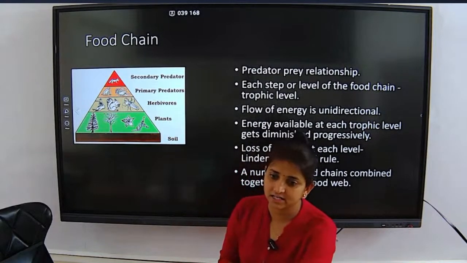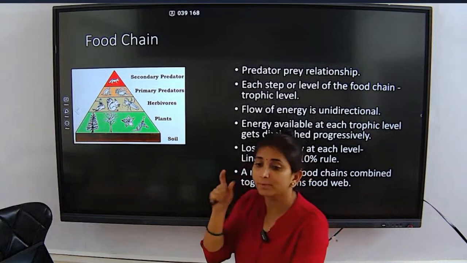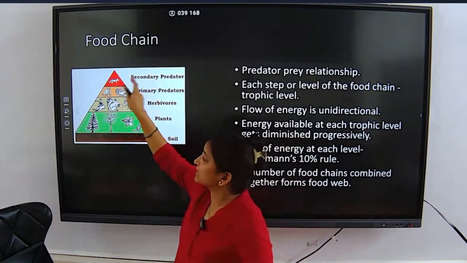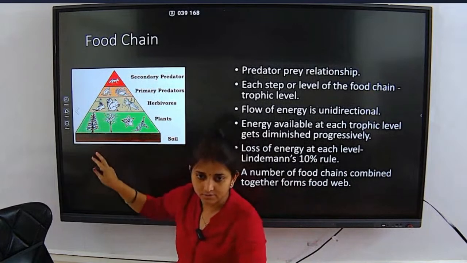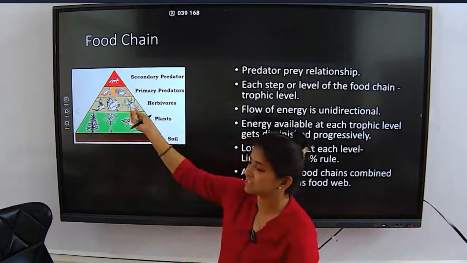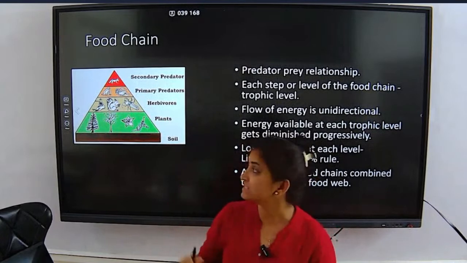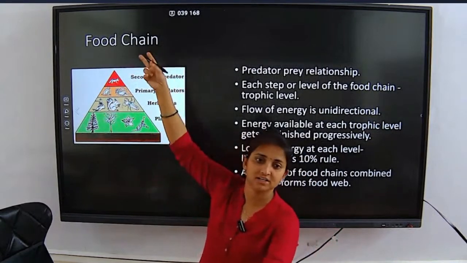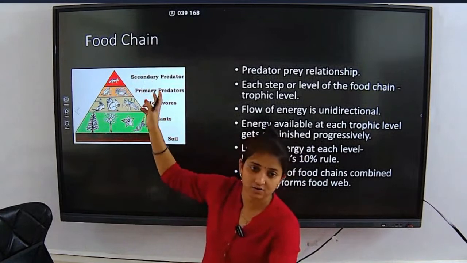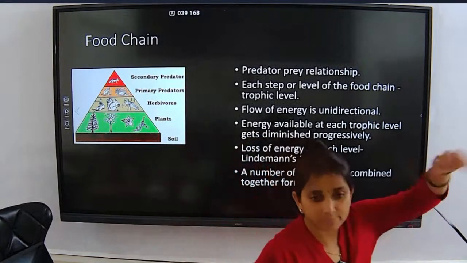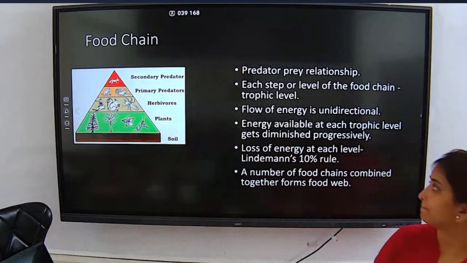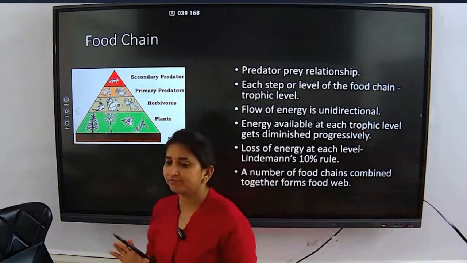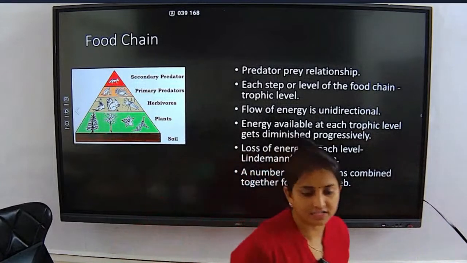Then there will be primary predators who will be feeding on these herbivores. For example, birds eating insects. So birds will become the primary predators. Then there will be secondary predators who are feeding on, let's say, birds or snakes or frogs. For example, fox. Then there can be tertiary predators who will be feeding on these secondary predators, such as lion, tiger, or all big cats.